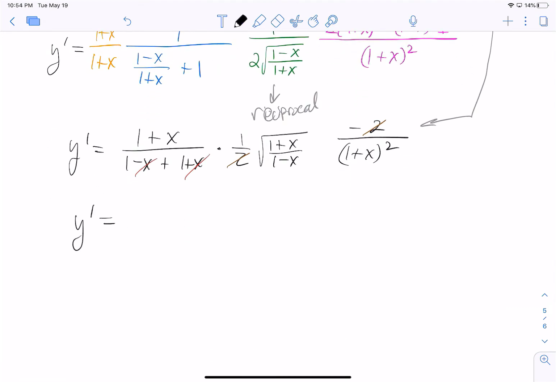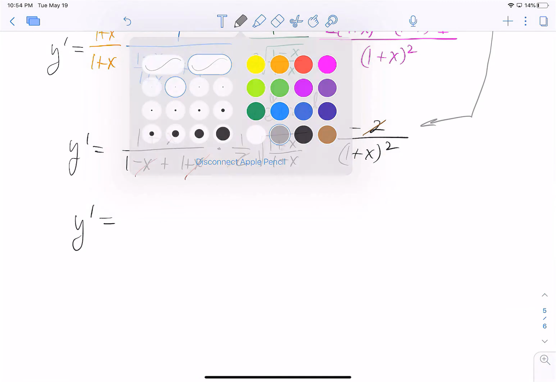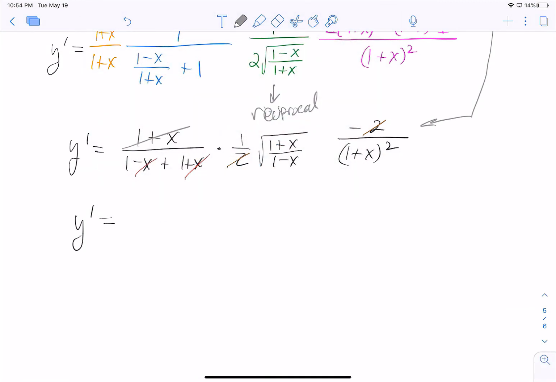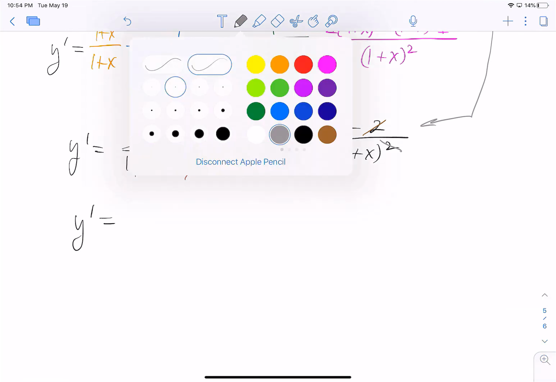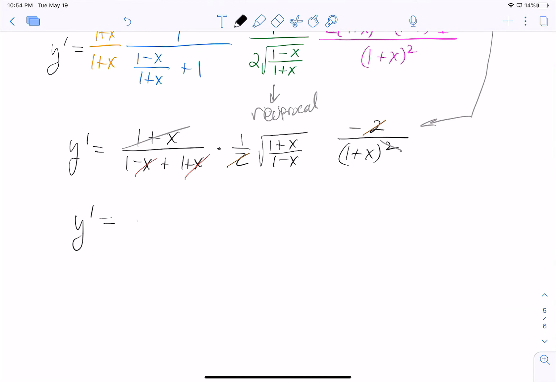y prime will then equal, I can actually write this as one big fraction. Oh, wait a minute, there's one more thing I can do. Sorry for the false start there. 1 plus x over here divides out with 1 plus x, the quantity squared from the quotient rule. All right. So now we've got in the numerator a negative in front of the whole thing from the negative 2, and the numerator is the square root of 1 plus x. And the denominator is 2 from the denominator of the first fraction that we had. And then we've got the square root of 1 minus x. And then we've got 1 plus x.